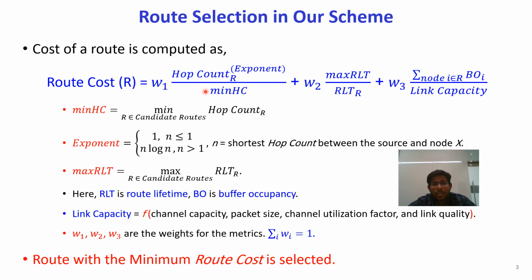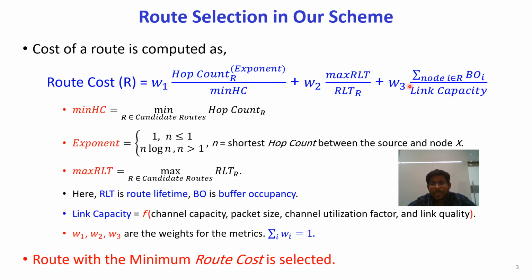This is normalized hop count, this is normalized route lifetime, this is normalized buffer occupancy. Hop count represents the route length, and we want a route with lower hop count. Route lifetime represents how long the route will last, and we want a route with longer lifetime. Buffer occupancy is the number of packets an intermediate node has in its queue. So high buffer occupancy leads to high queuing delay, which reduces the flow throughput. So we want a route with low buffer occupancy.